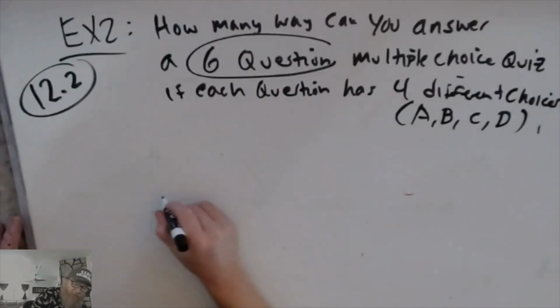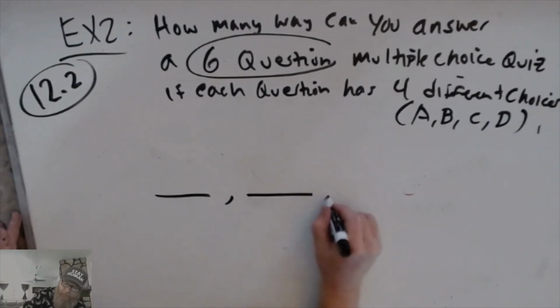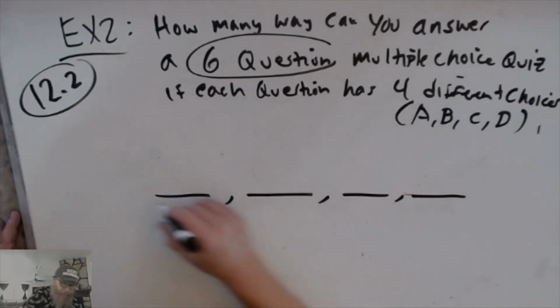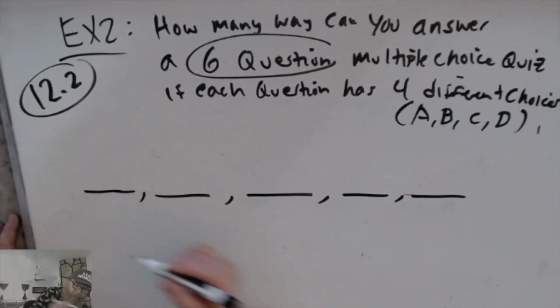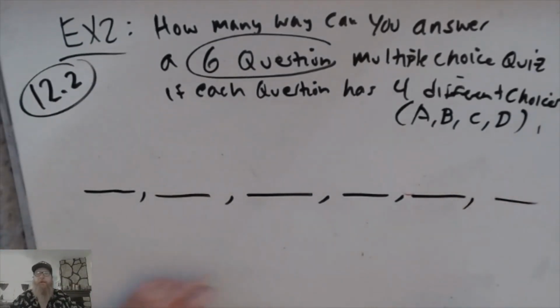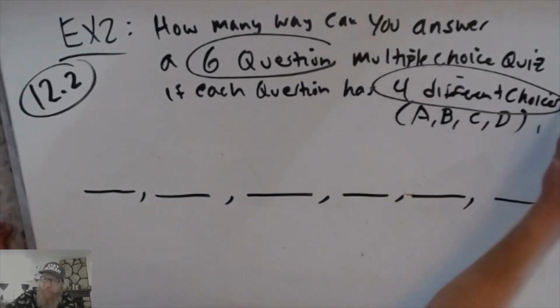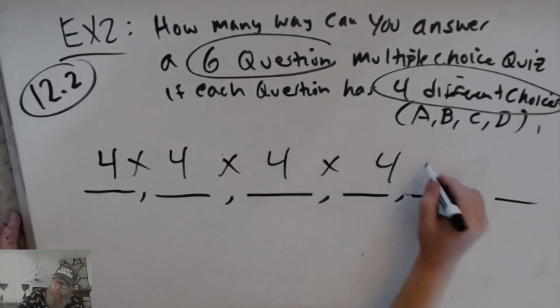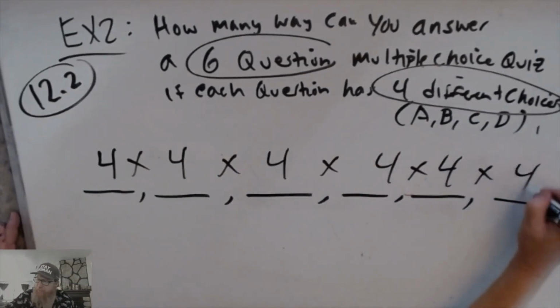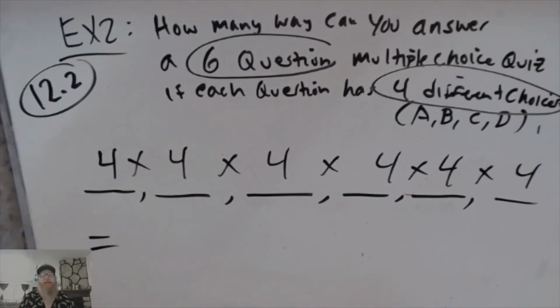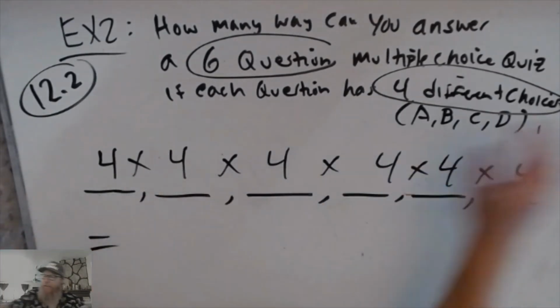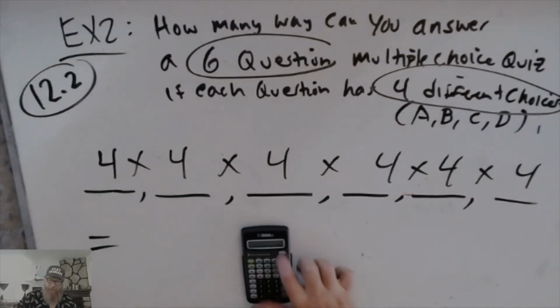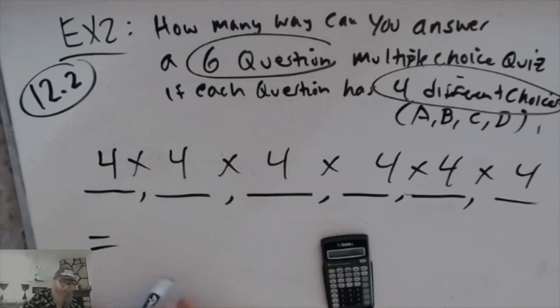So you have 6 questions. Each one can be an A, a B, or C, or a D. You have 4 different choices. So that means there's 4 times 4 times 4 times 4 times 4 times 4. You better use a calculator. So that is 4 to the 6th power.